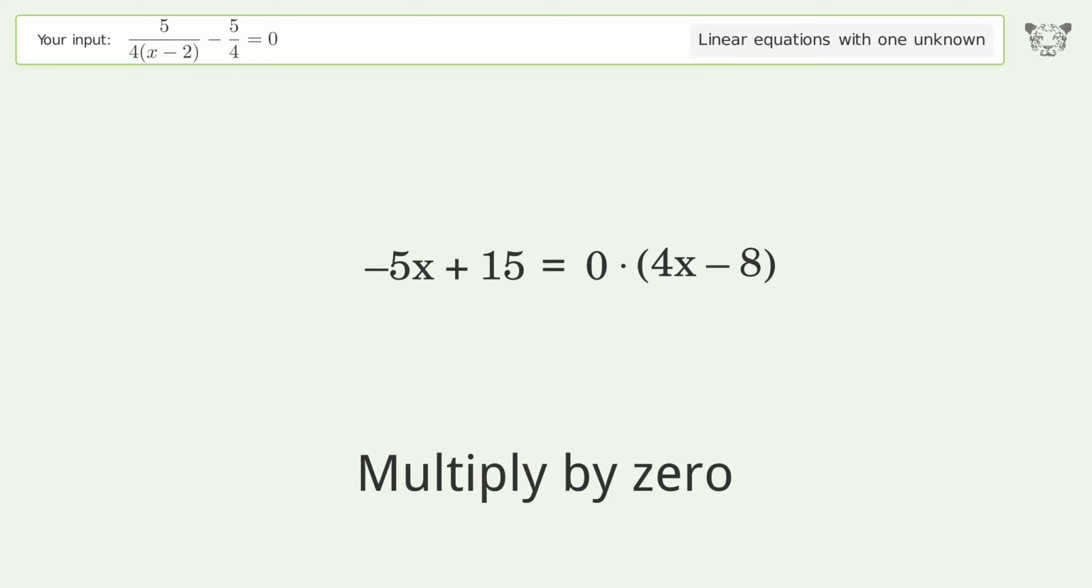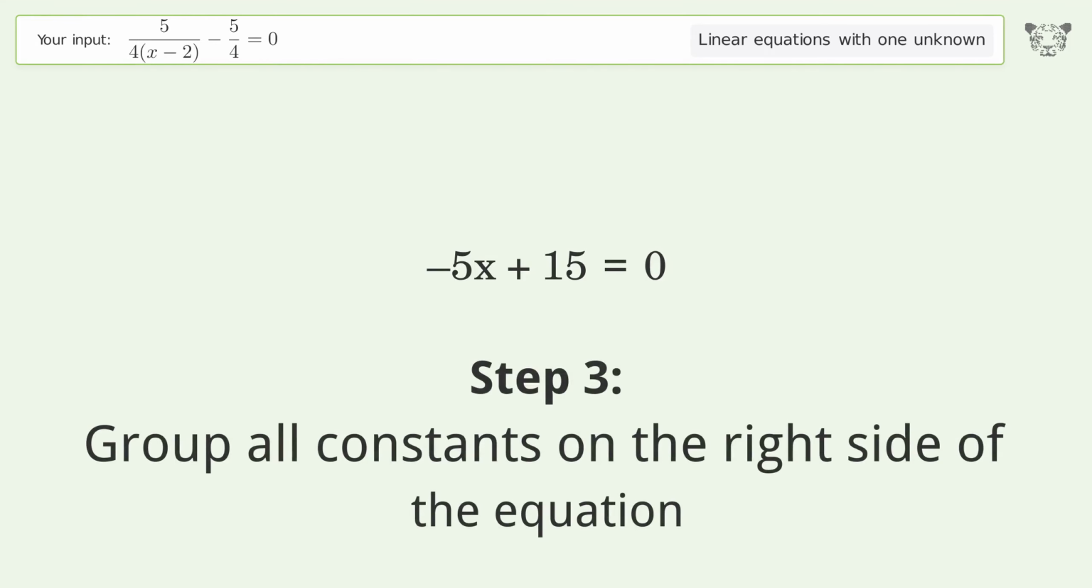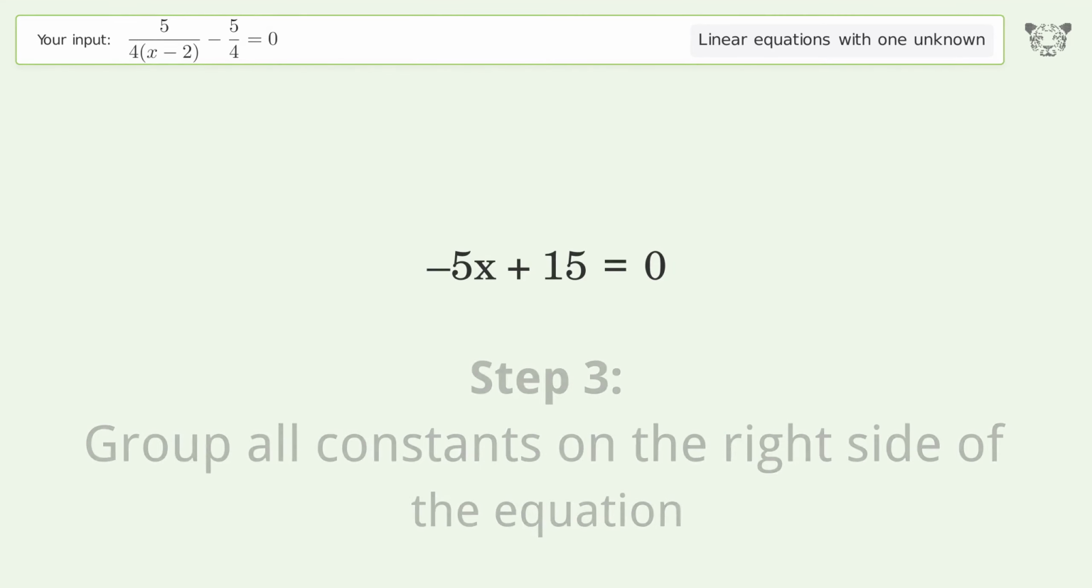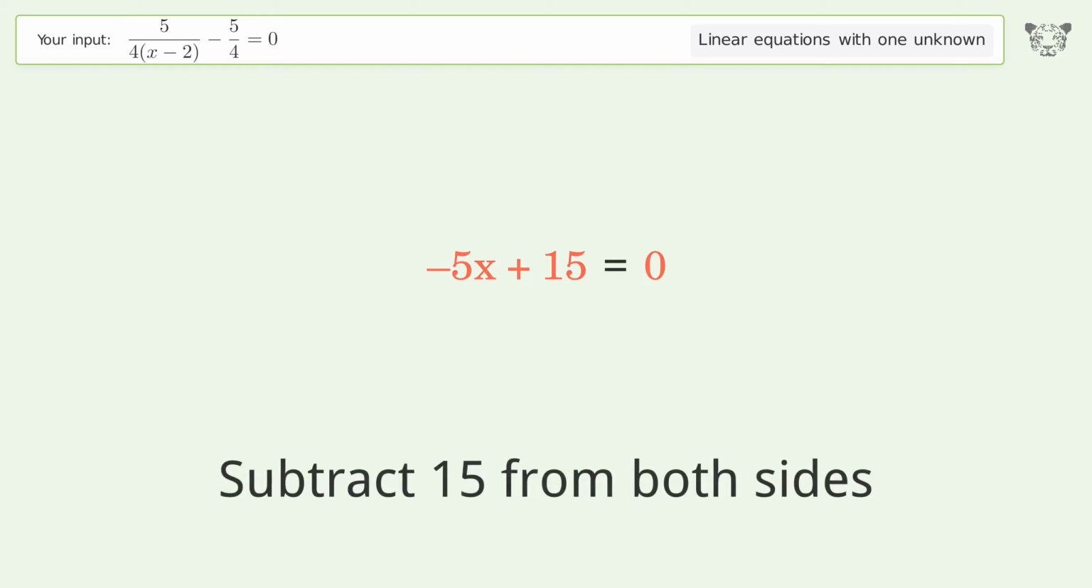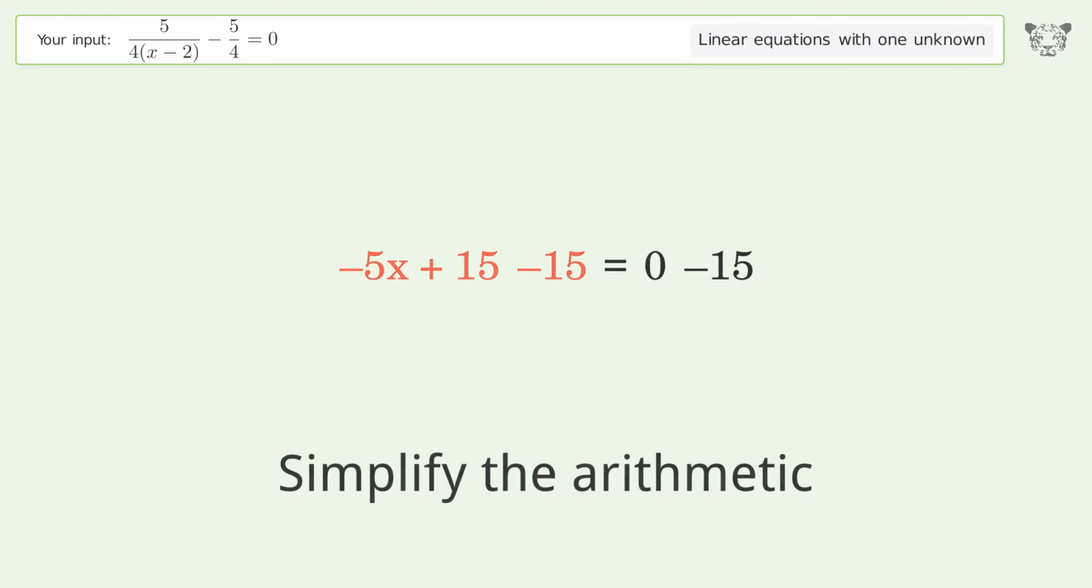Multiply by 0. Group all constants on the right side of the equation. Subtract 15 from both sides. Simplify the arithmetic.